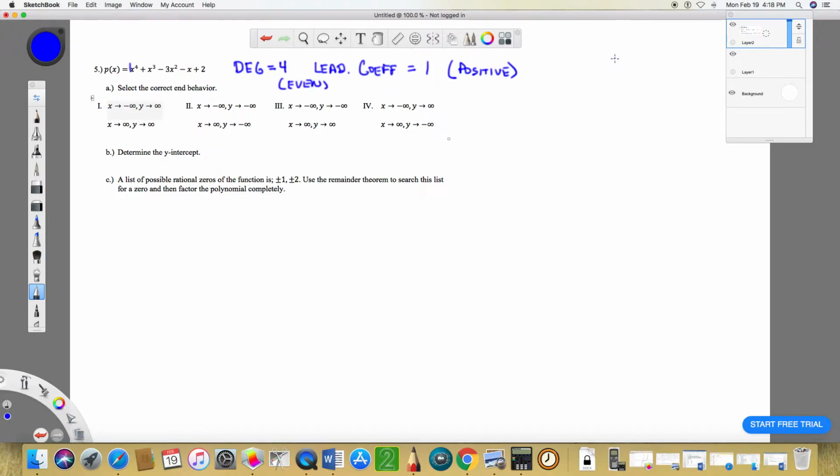So that tells us the end behavior of the graph. When you plug in extreme values of x, far to the right for very large numbers, it's going to be positive, and for very small negative numbers, the output of the function is going to increase. So there's our end behavior, which is described in choice 1.